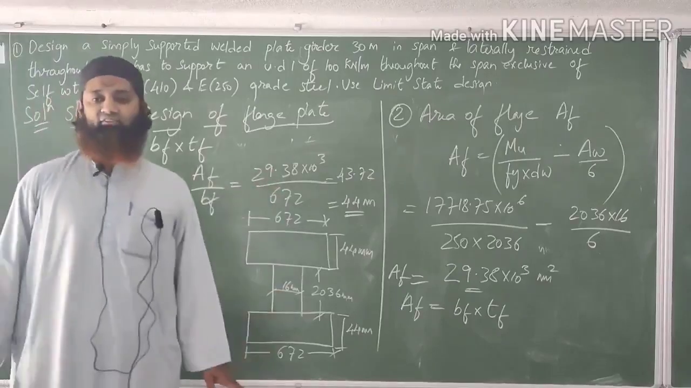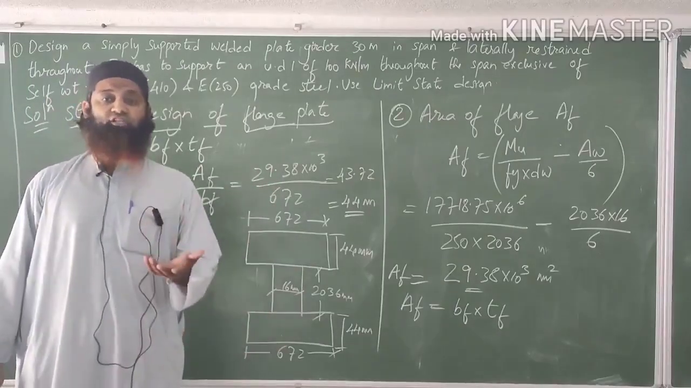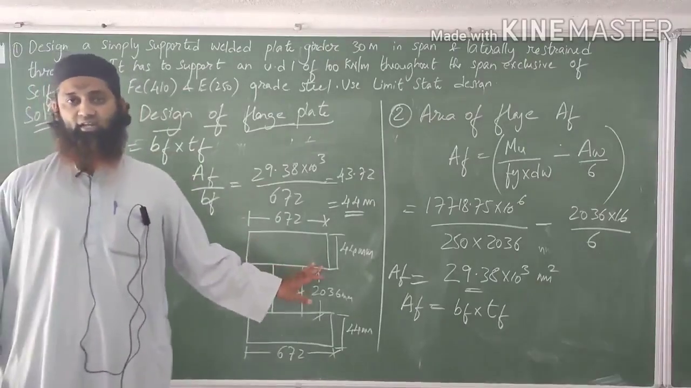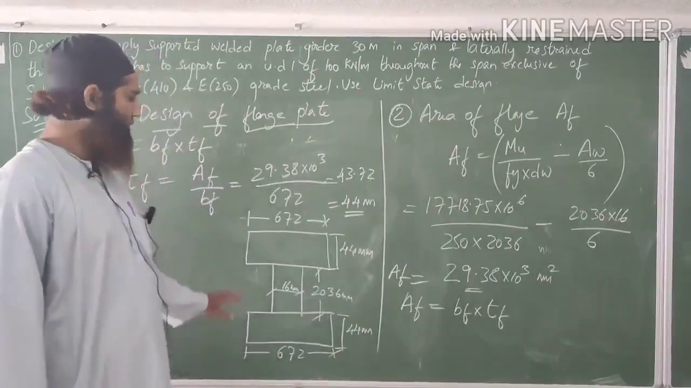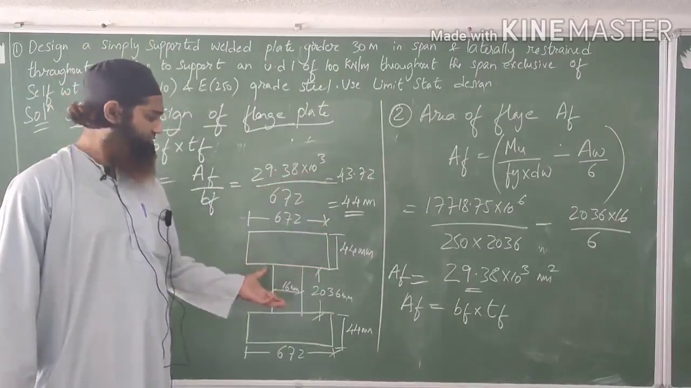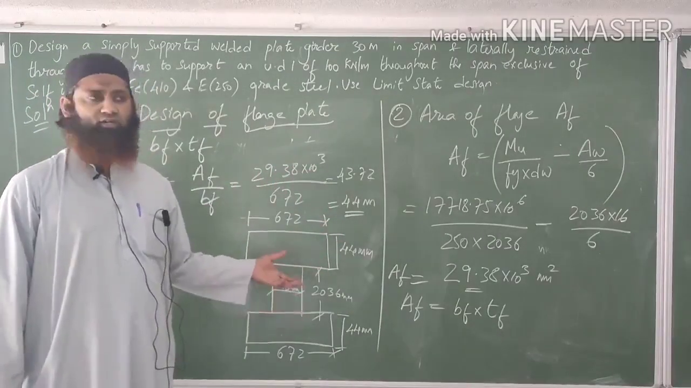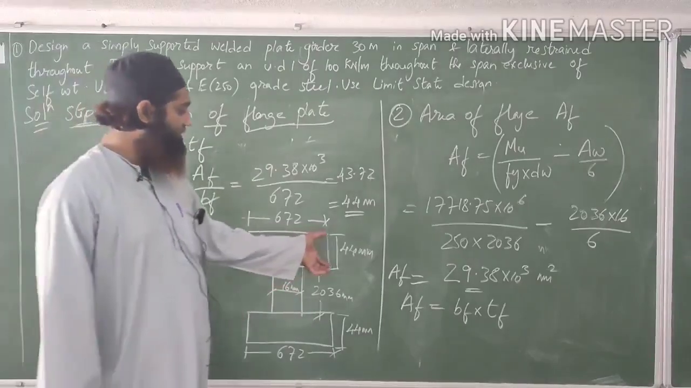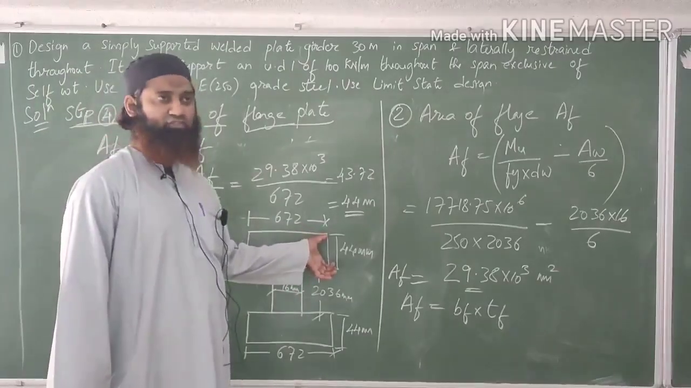Now we have designed the web, and we have designed the flange also. We have designed everything. Now we'll have to see further what checks are involved. Hope this is clear till here. We have found the size of the flange and the depth of the web, but the thickness of the flange is 44 mm.